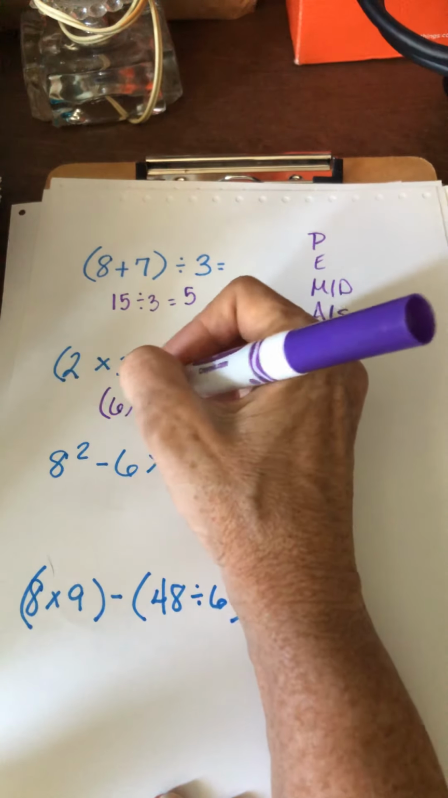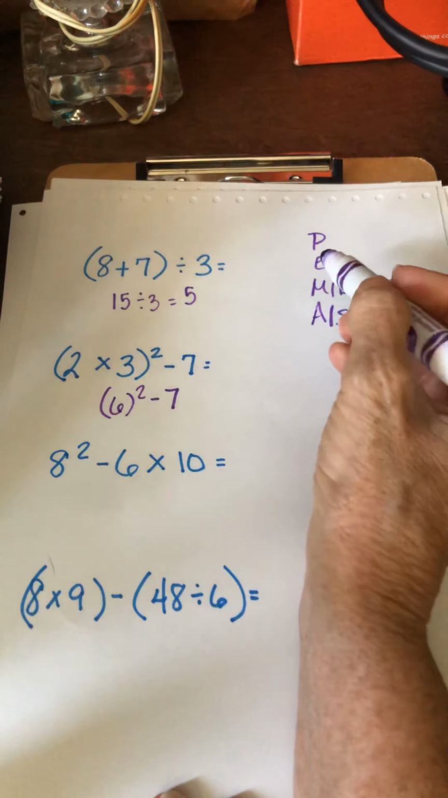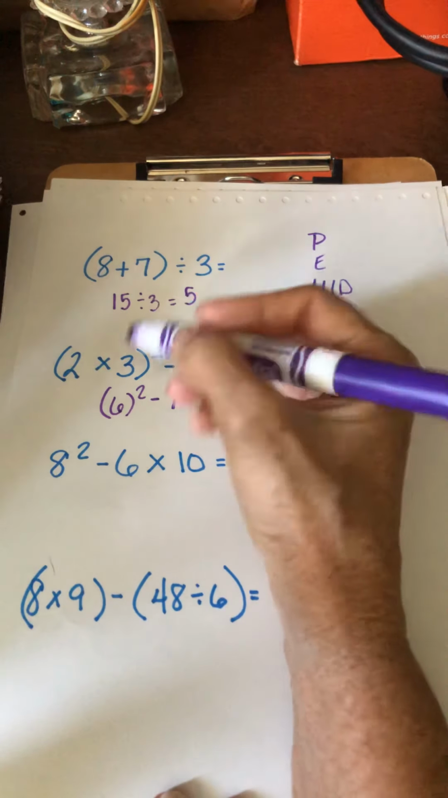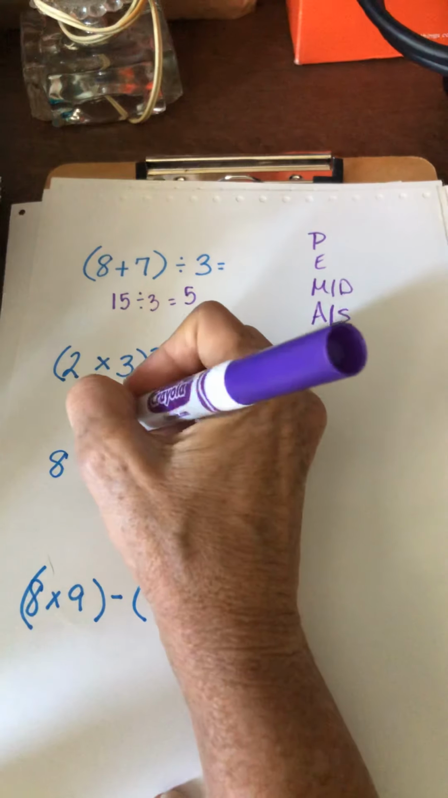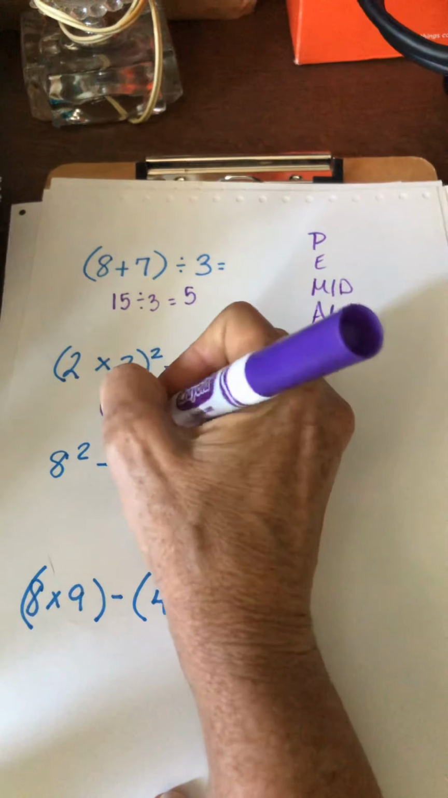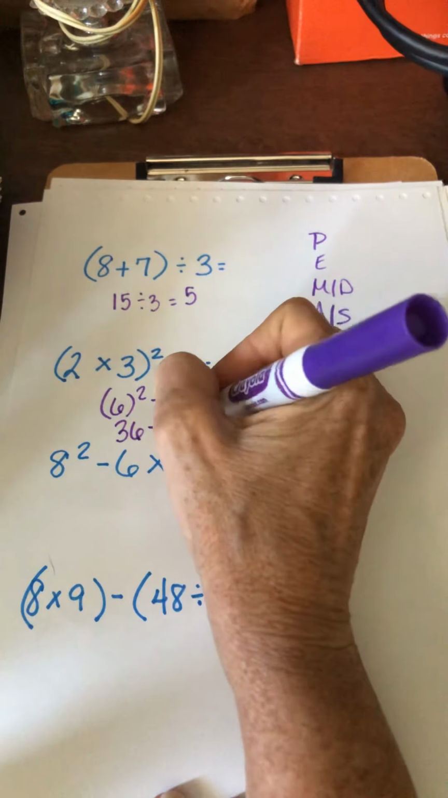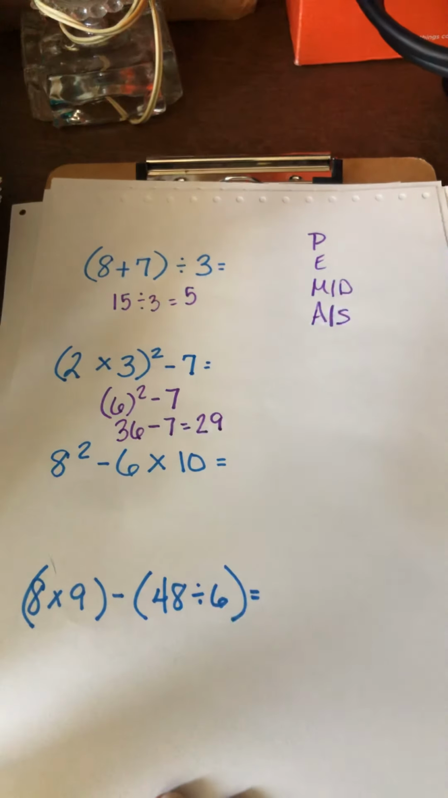Now I use my exponent. My exponent comes next after I solve my parentheses. 6 squared means 6 times 6, which is 36, minus 7. 36 minus 7 is 21.